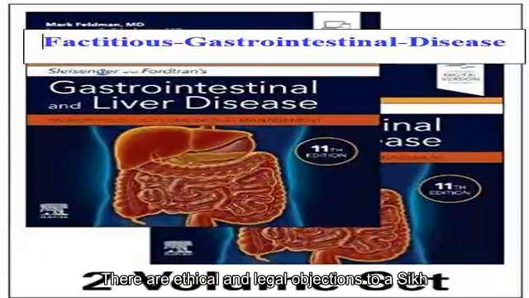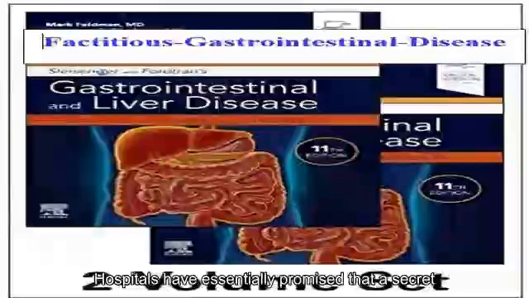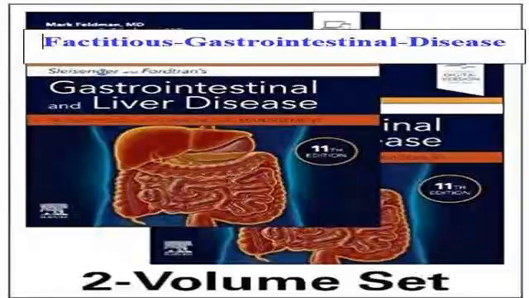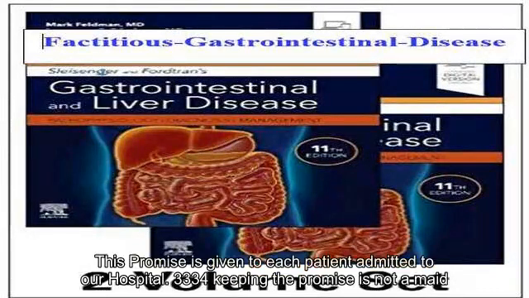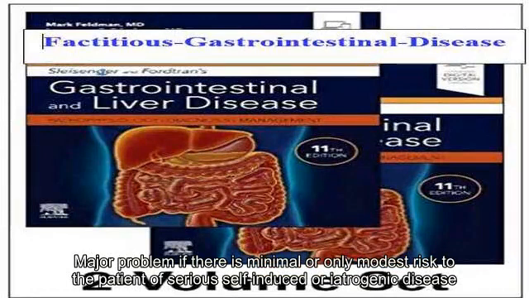First, there are ethical and legal objections to a secret search of a patient's personal possessions. Second, some general hospitals have essentially promised that a secret search will not be done. This is not the case for most psychiatric hospitals. This promise is given to each patient admitted to our hospital. Keeping the promise is not a major problem if there is minimal or only modest risk to the patient of serious self-induced or iatrogenic disease.